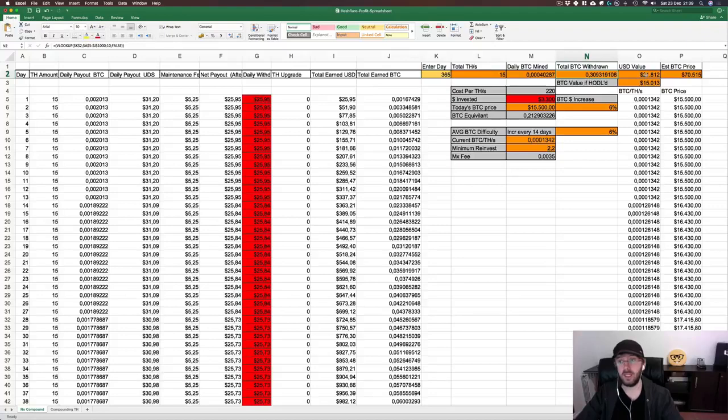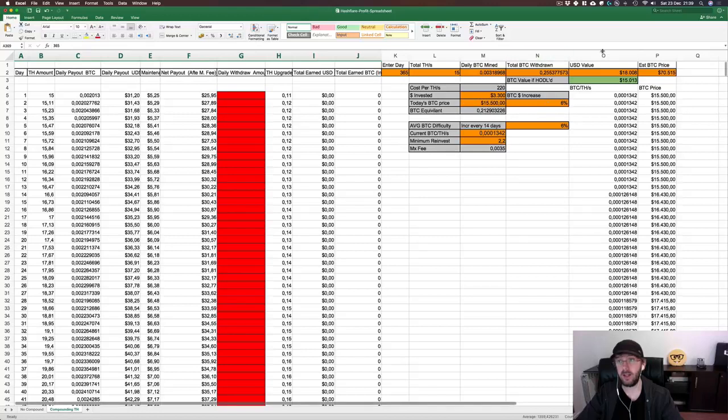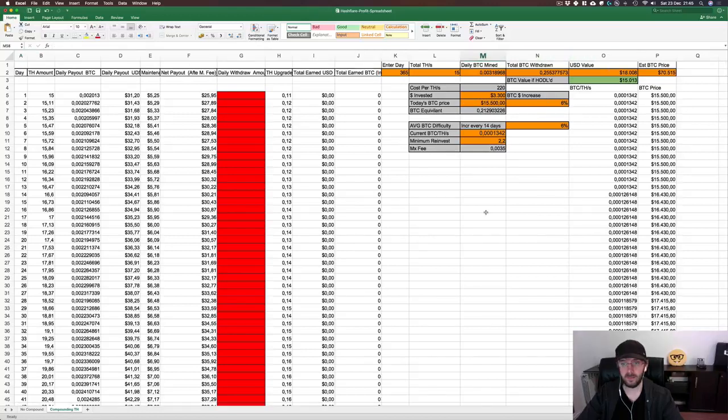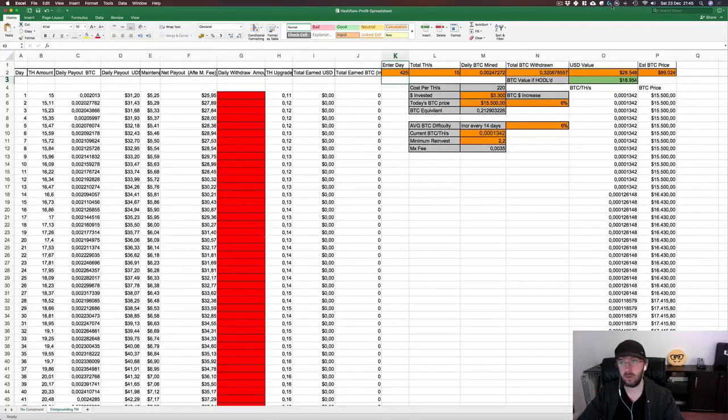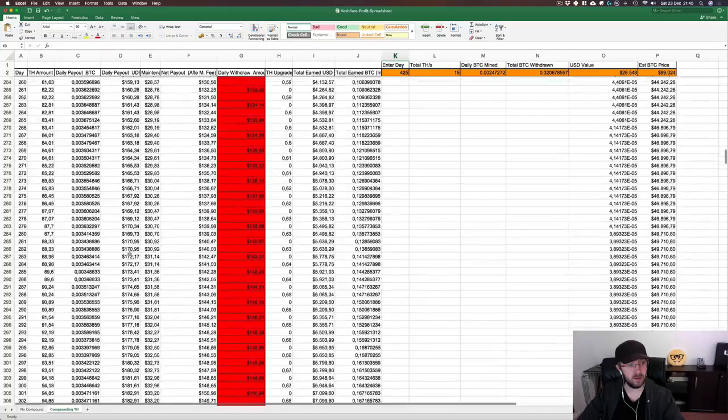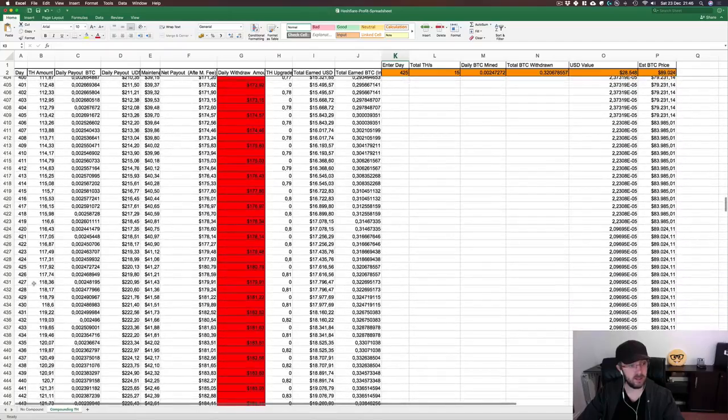So we earn around 21,000 here and 18,000 here. But with the power of compounding, if we add here 2 more months, which is this amount of days, you can see that we already have more bitcoins than in the no compound example, and of course we will make more money.